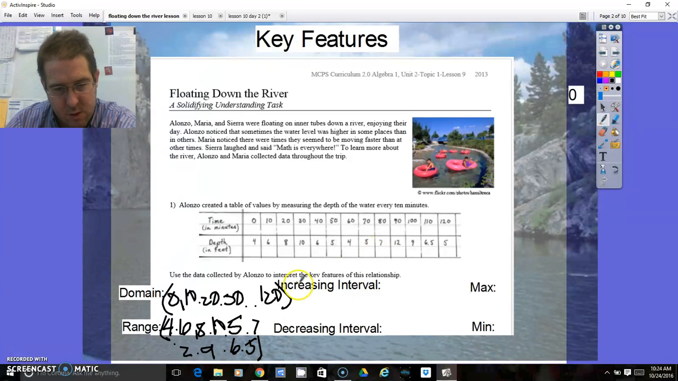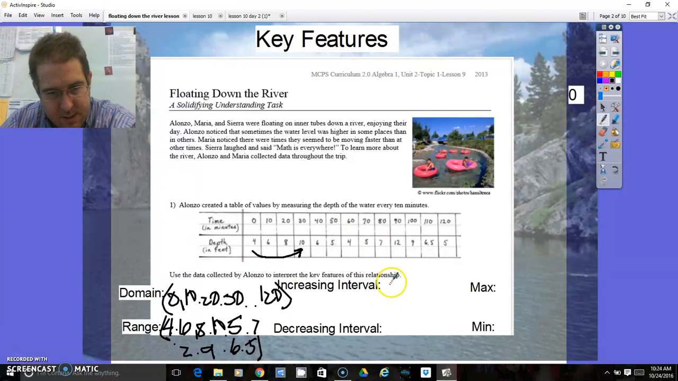There it is. Okay, so those are all the possible y's. Increasing interval, when is the function increasing? It looks like it's going up here. It goes from 4 to 6, up to 8, up to 10. So it's increasing from 4 to 10. So that means it's increasing from 0 to 30.